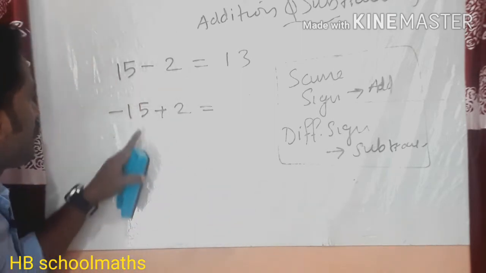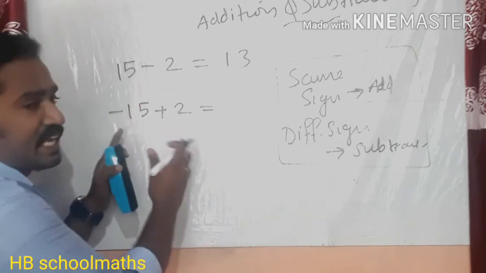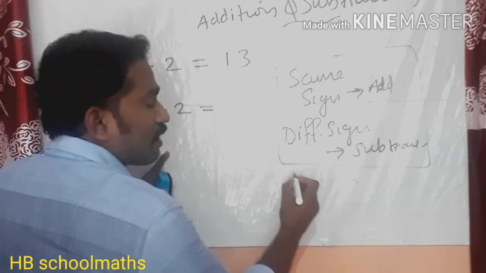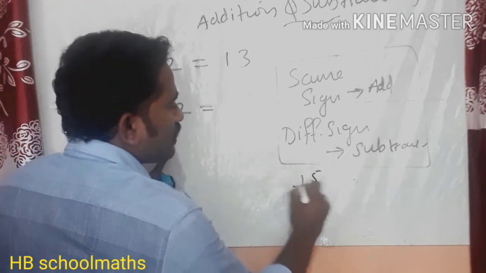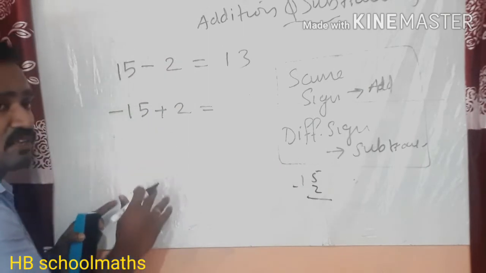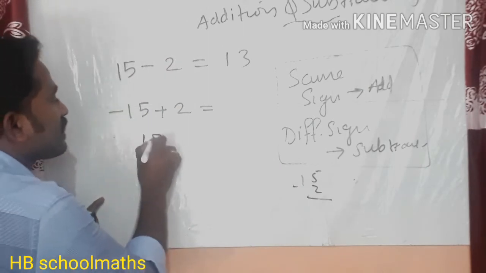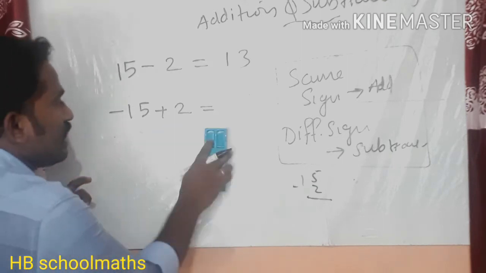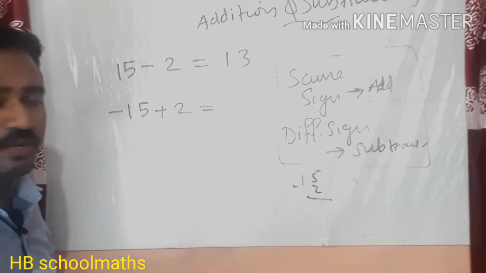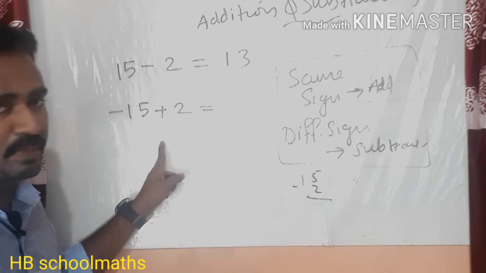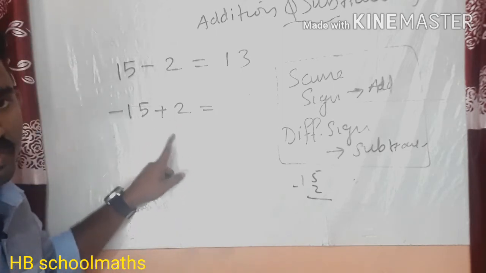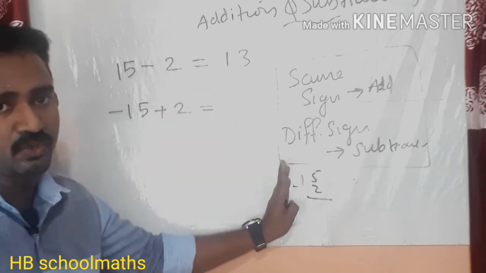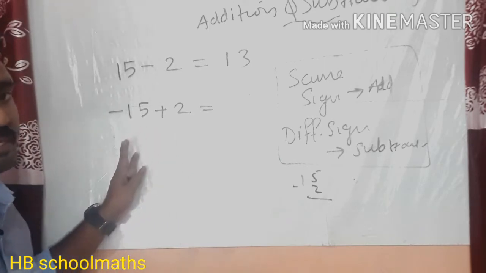So 15 minus 2 is the subtraction. If these are greater numbers, you have to write the working and calculate it. We are subtracting 15 minus 2 only, but don't write it here as 15 minus 2. Then it is a wrong answer, because 15 became positive here. The calculation is 15 minus 2, but don't write that step here, or the sign will be changed and the answer will be wrong.